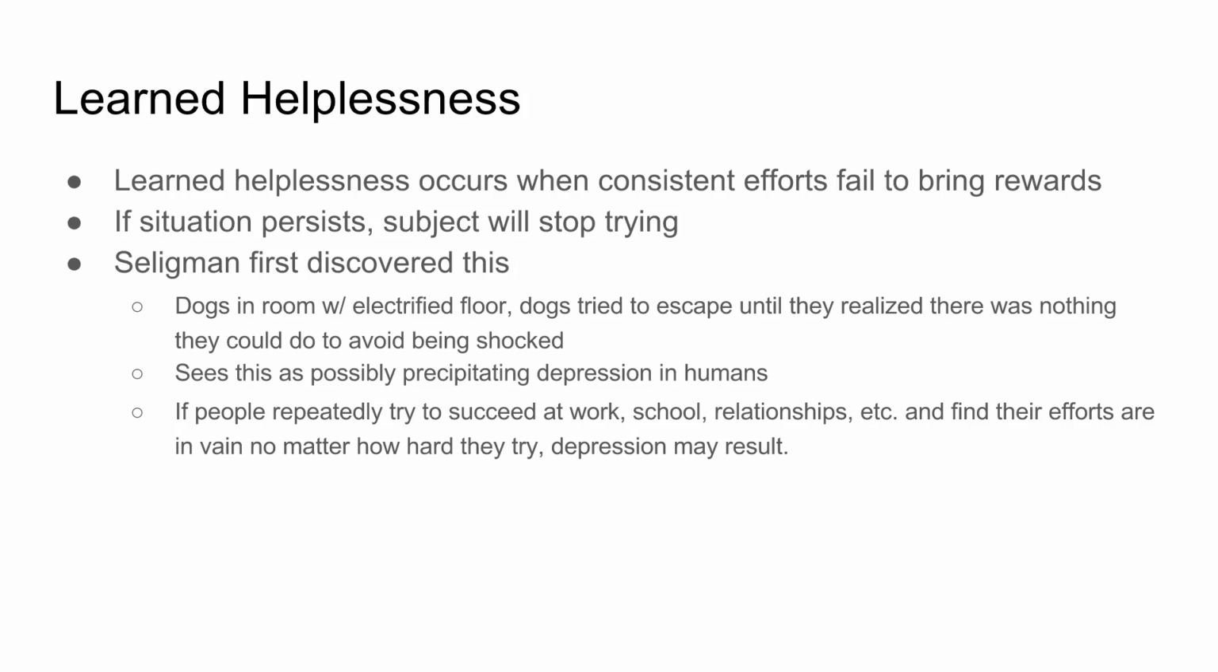And Seligman transitions this to human behavior as well, and sees this as possibly being a precursor to depression in humans, saying that if people try at work, at school, at relationships, at friendships, at family, whatever it may be, and find that no matter what they do, they're still failing, they're still not successful, then perhaps depression results from that. So that is what he calls learned helplessness: they learn that no matter how hard they try, they can't get anything done properly, and because of this it could eventually lead to depression. And so that's just a quick look at operant conditioning as it stands in the way we learn.